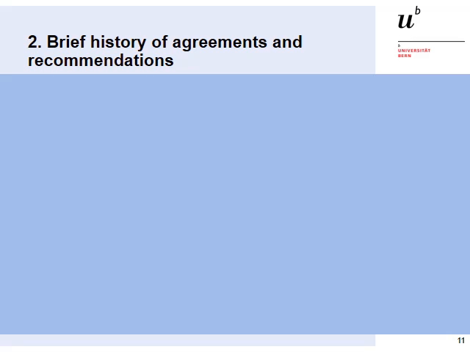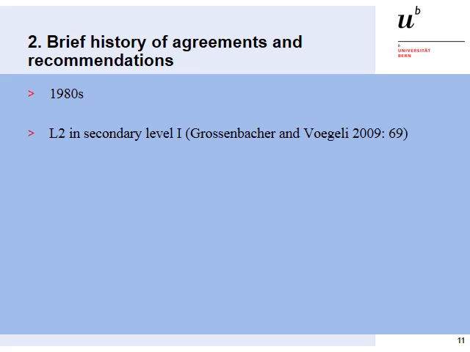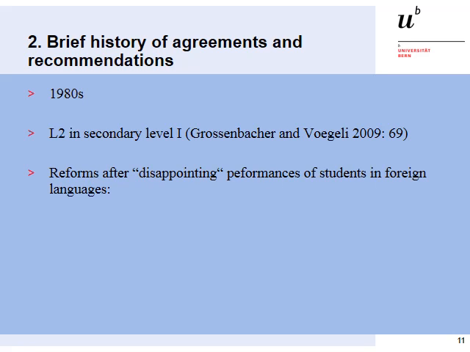In the 80s, the cantons followed this recommendation, and an L2 was mainly taught in secondary school. But the language performances were what Grin and Cole call disappointing, and some of the cantons started to introduce the L2 earlier as a consequence, usually in grade 5.